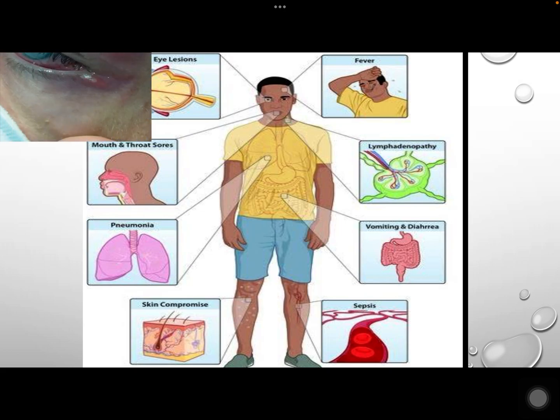Ocular infection may result in corneal scarring and permanent vision loss. The majority of the complications associated with monkeypox infection are detected in unvaccinated individuals rather than vaccinated individuals.